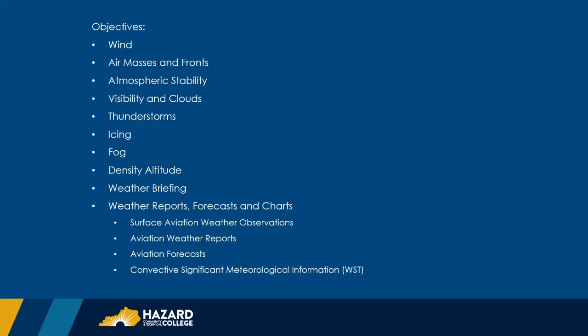What we'll be covering is wind, air masses and fronts, atmospheric stability, visibility in clouds, thunderstorms, icing, fog, density altitude, weather briefing, weather reports, forecasts, and charts, which covers surface aviation weather observations, aviation weather reports, aviation forecasts, convective significant meteorological information.